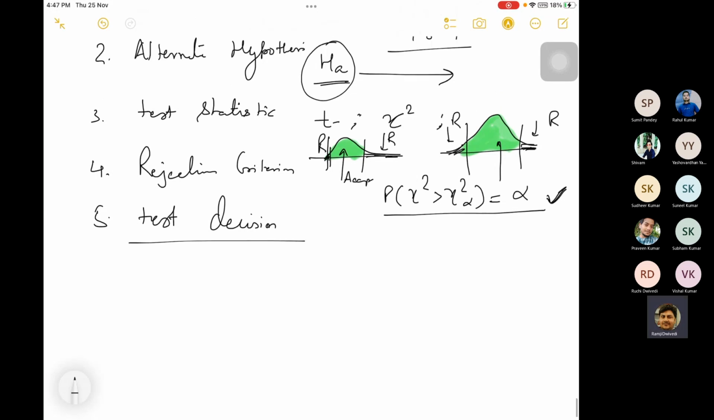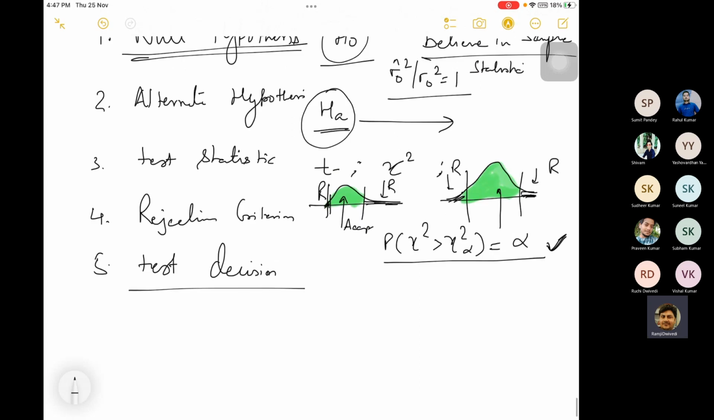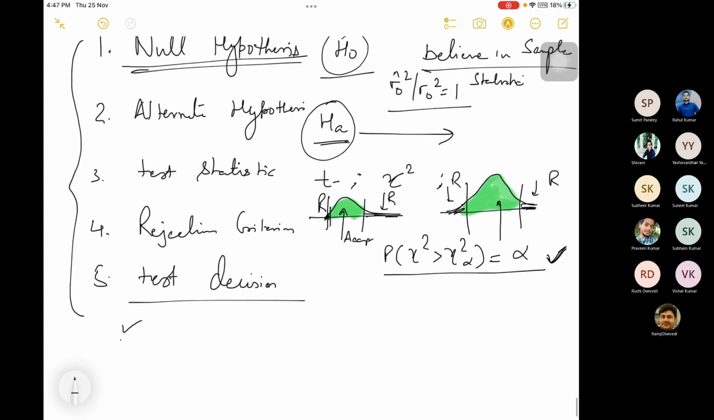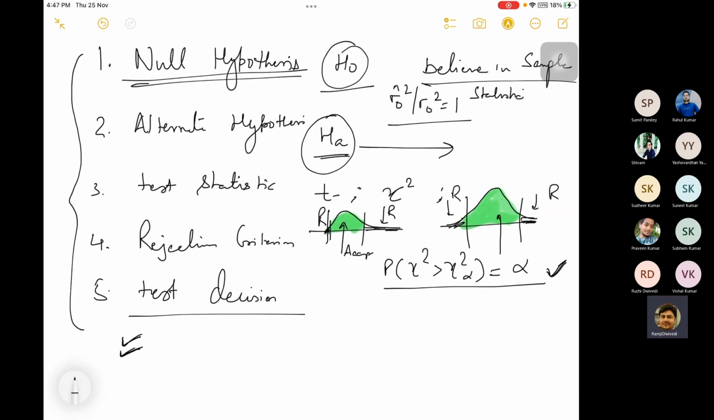So these are the 5 steps. I'm just taking a 5-minute break, so that we'll continue from here. I'll take a little extra time today, so we'll finish quickly. There is no issue.